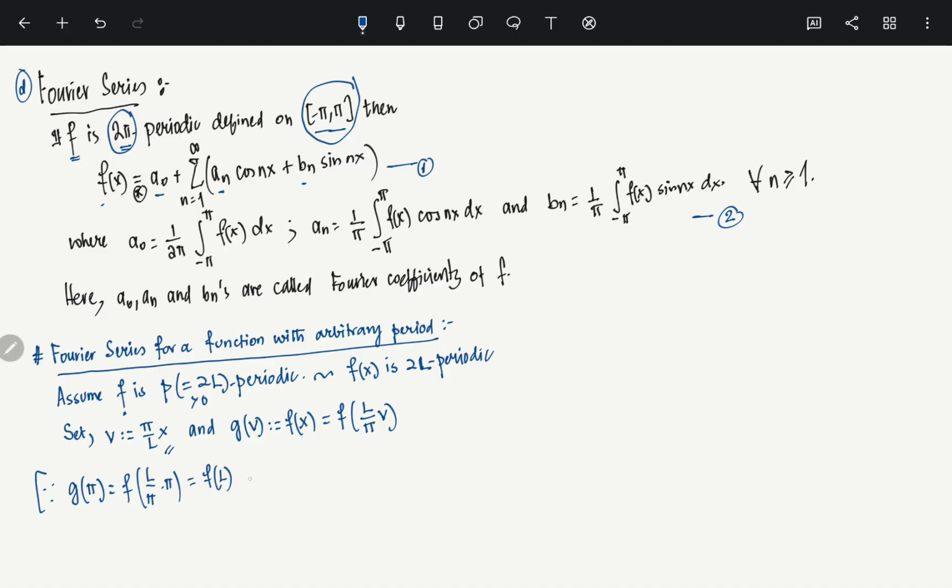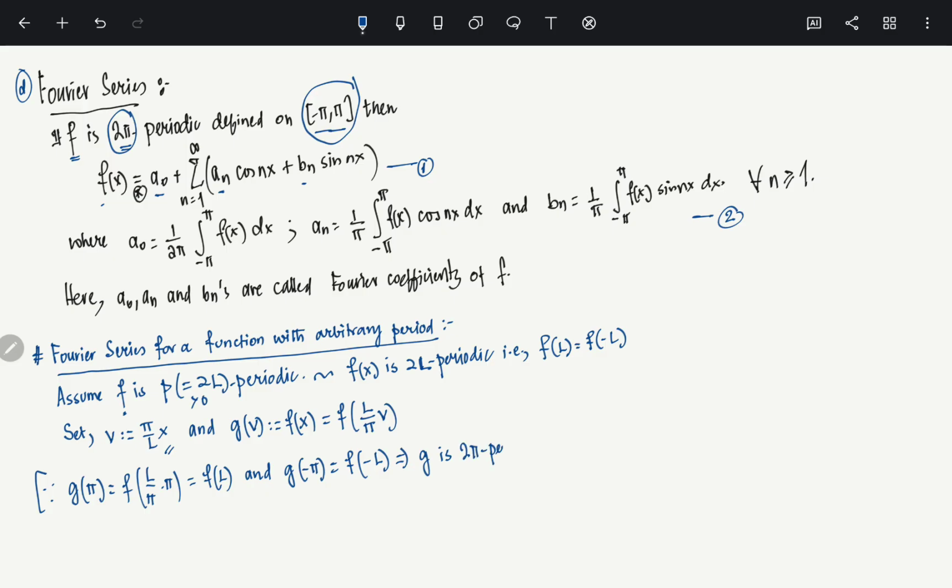Again g of minus pi is going to be f of minus l. Now you see, since f is 2l periodic, without loss of generality we will assume that f of l equals f of minus l. We'll just set our problem like that. Since it is 2l periodic, this is true. So in this case you do realize that g will be 2 pi periodic.